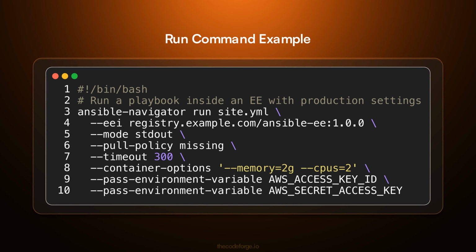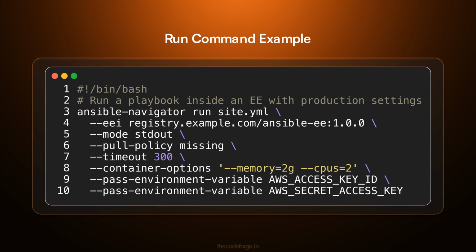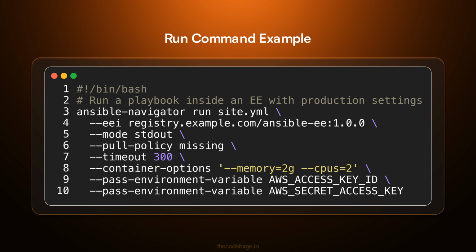This is a production-ready run command. It specifies the EE image, sets a timeout, limits container resources, and forwards environment variables for Amazon Web Services credentials. Note, never pass secrets via env in the command line. Use pass environment variable instead.